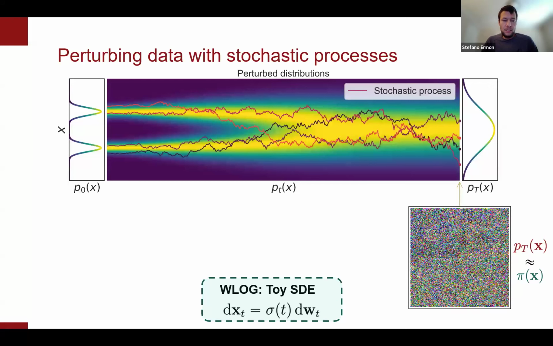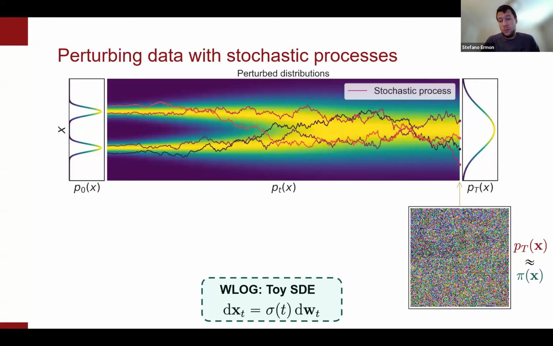Now, why is this useful? Well, you can see that this process goes from data, which I'm showing here on the left of this plot, all the way to pure noise. And you can see the density goes from something that looks like a mixture of 2 Gaussians, where most of the probability mass is concentrated at these 2 points, and then slowly the structure is lost, and we get pure noise at the other end of the time horizon.